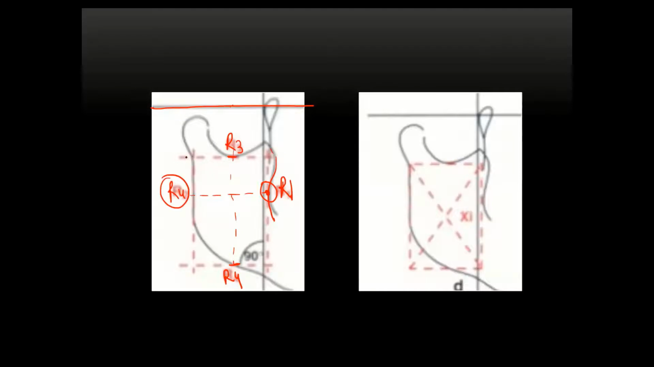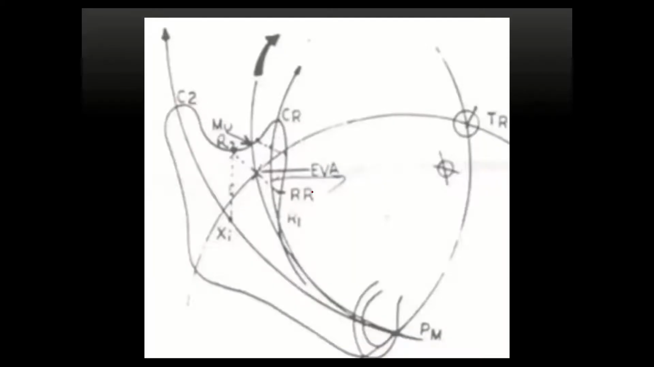Now you have got 4 points. You draw the lines R1, R2, R3, R4. You will get a square. Sorry, a rectangle. Now you diagonally dissect like this. Now this point of intersection is called the Xi point. Now we'll not go into the details of the Xi point. Xi point is very important.